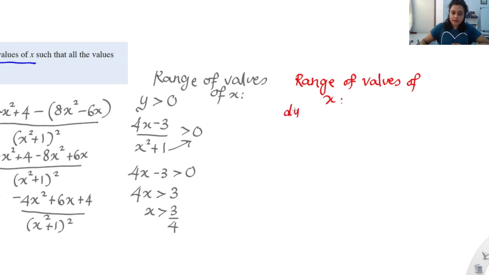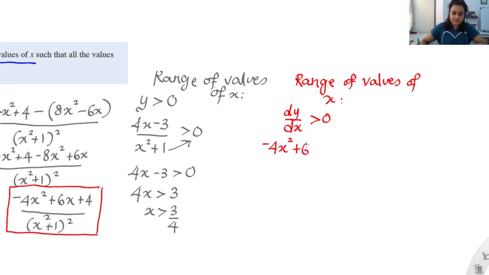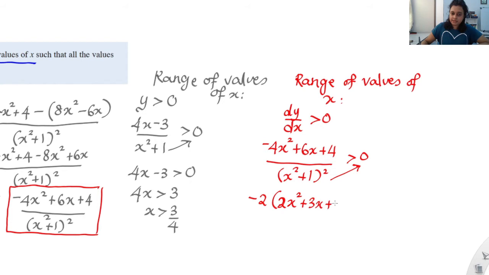When dy/dx is greater than 0, because positive. So the dy/dx we just got is this one, so I'm going to copy this: negative 4x squared plus 6x plus 4 over (x squared plus 1) squared greater than 0. The denominator will be greater than 0. Up here, I'm going to factorize, taking out 2, so that it's much easier. Here will become 2x squared plus 3x plus 2.